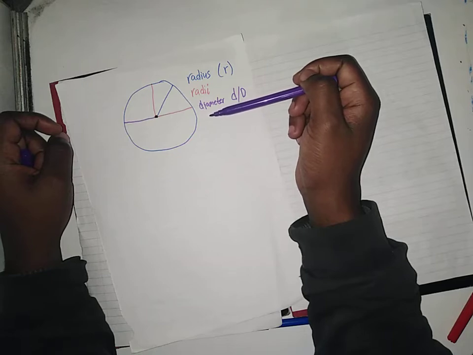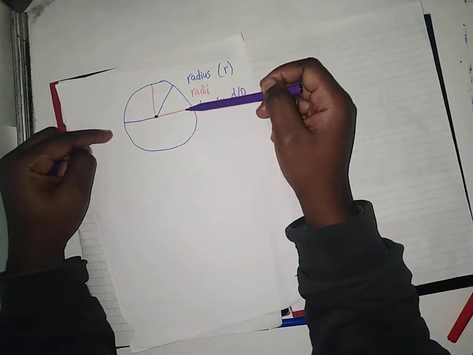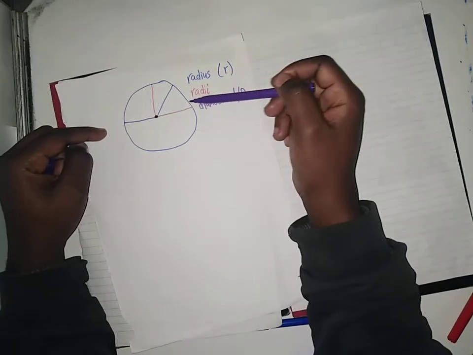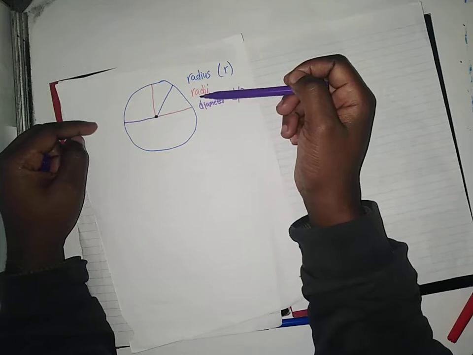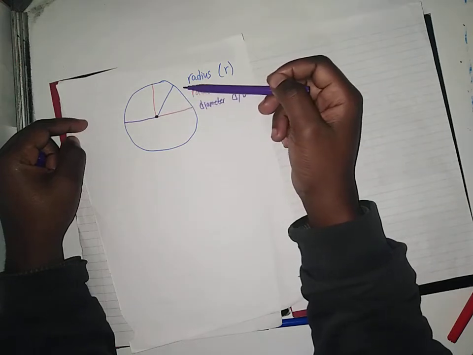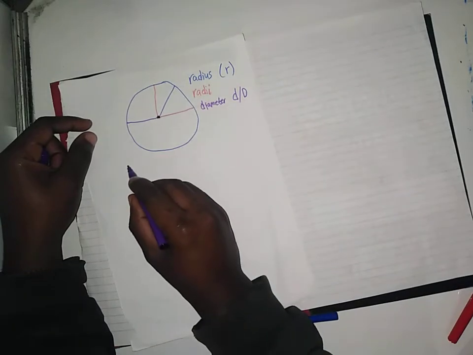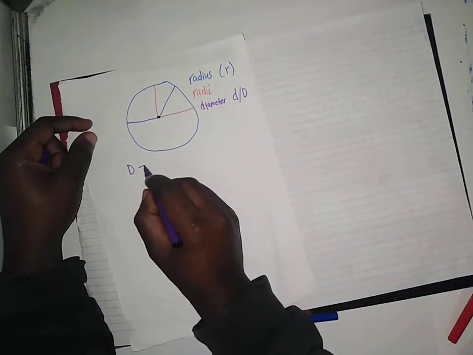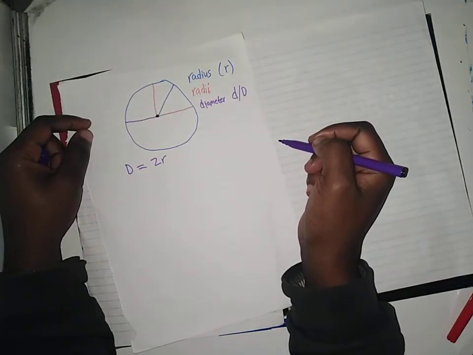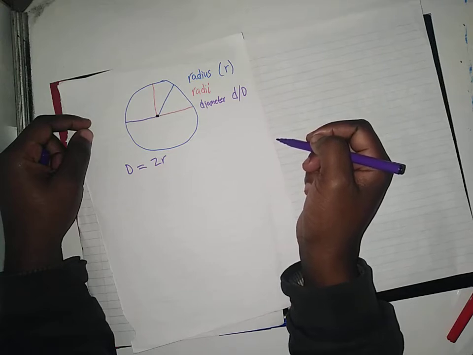Now, as you can already see, if all radii are equal, then whenever you have a diameter, there is a relationship between the diameter and a radius. Now what is that relationship? The diameter is made of two radii. So D, which is for diameter, is equal to what? It is equal to 2r. This is a very, very important relationship between a diameter and a radius.